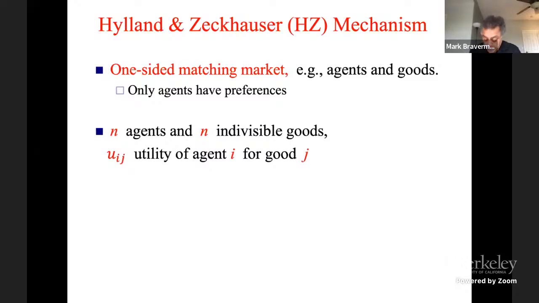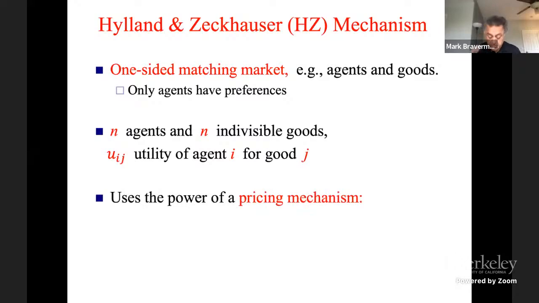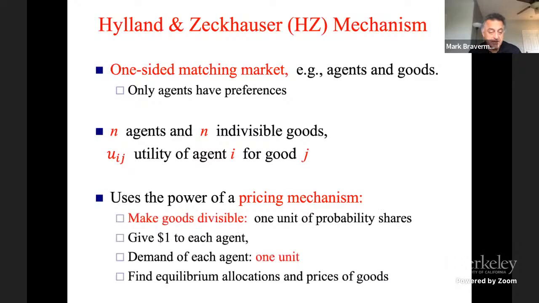and so on. So Hylland and Zeckhauser use the power of a pricing mechanism to achieve these nice properties. What they say is that we first make the goods divisible. So we have 1 unit of each good. We'll think of it as 1 unit of probability shares. Then we give $1 to each agent, and we make the demand of each agent be 1 unit of probability shares across all the goods, whatever they get. And then we find equilibrium allocations and prices of goods.